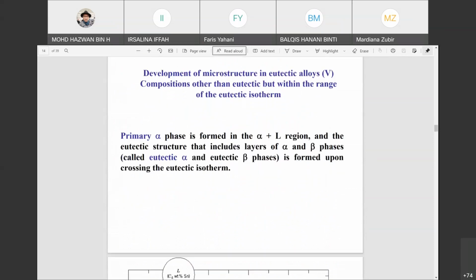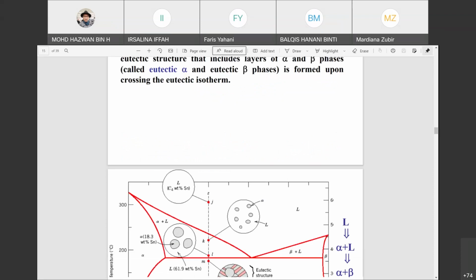So in the eutectic phase diagram, it is also important to know what is meant by primary alpha and primary beta. Primary alpha is a phase formed in the alpha plus liquid region, where you have more alpha, more lead as compared to tin. In the eutectic structure, which includes a layer of alpha plus beta phases, these are known as eutectic alpha and eutectic beta, formed upon crossing the eutectic isotherm.